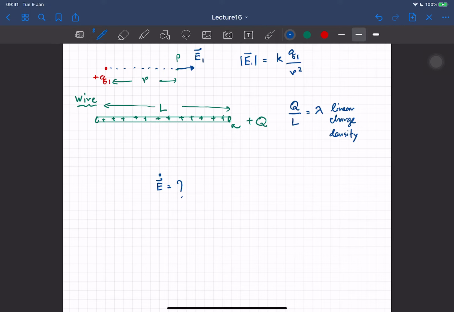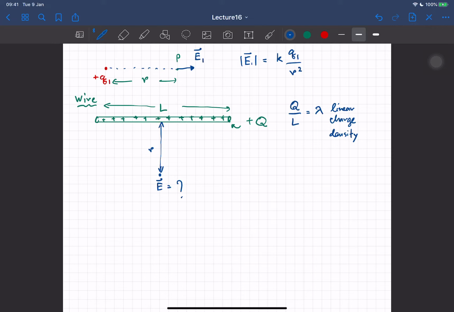And this point is a distance r away from the rod, and it's at the center. You don't have to do that, but it's a little bit easier if we choose this point to be at the center. So that means I can set up a coordinate running in the x direction.